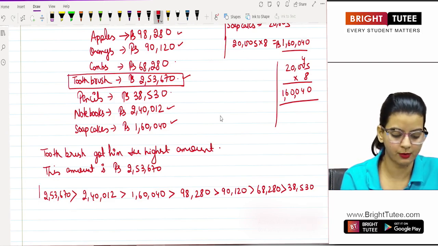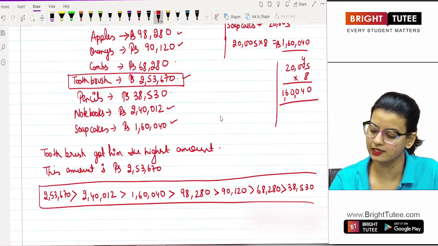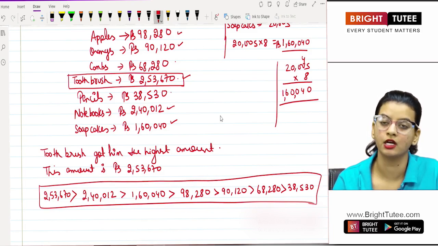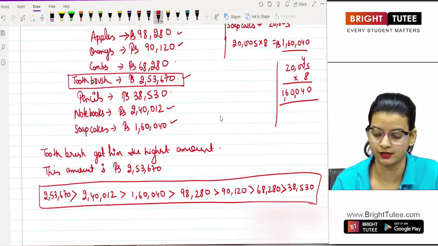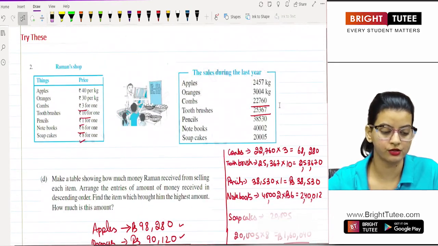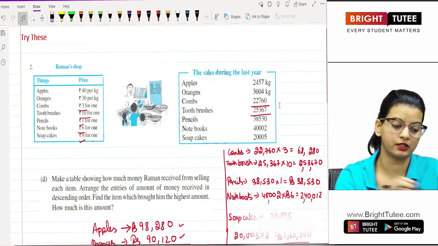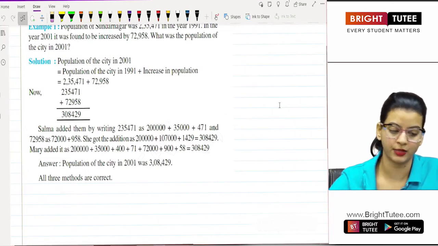So he sold 7 items last year and I have arranged the earnings from those 7 items in the descending order. I hope that you have understood the calculation over here. Now let's move forward. Now we are going to discuss some example questions.